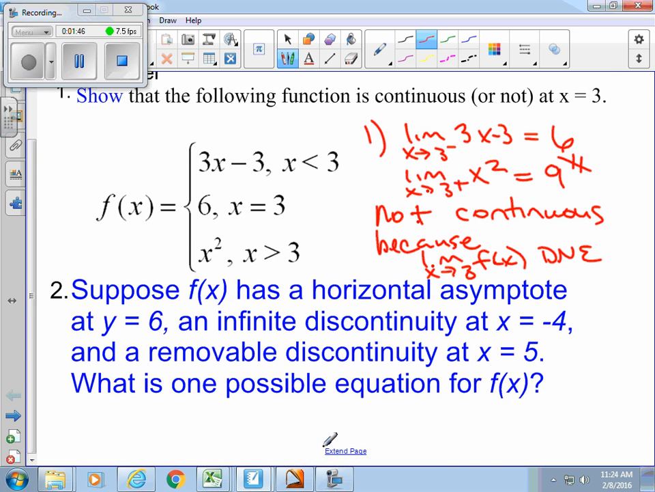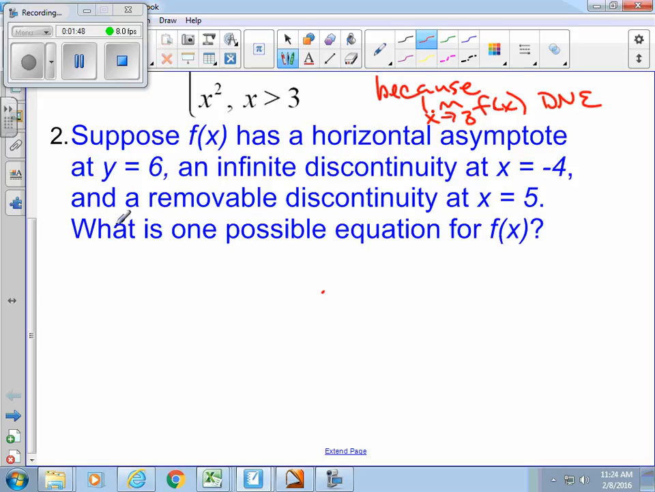And this is just an old question. Could have been a pre-cal question. Write a function that has a horizontal asymptote at y equals 6, an infinite discontinuity at x equals -4. What is an infinite discontinuity? A vertical asymptote. So this is another word for vertical asymptote. And a removable, what's another word for a removable? Okay, so a removable discontinuity at 5.